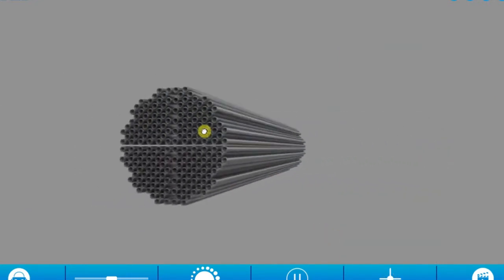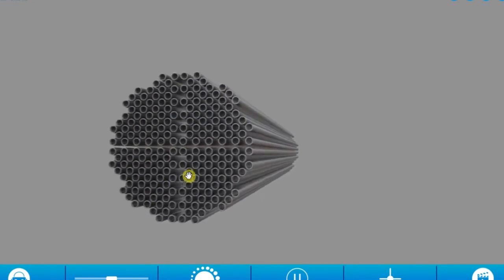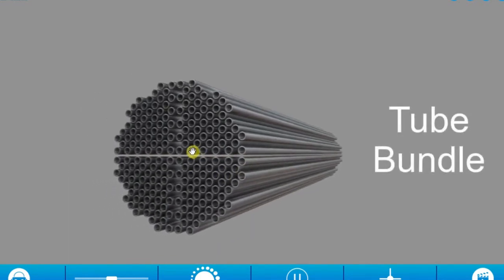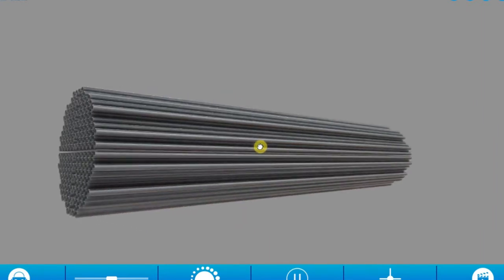So here are our tubes. The tubes are collectively known as a tube stack or a tube bundle. For example, the upper half of the tube bundle would be all of the tubes above this row here, and the lower half of the tube bundle would be all of the tubes below this row here. So that is our tube bundle or tube stack.